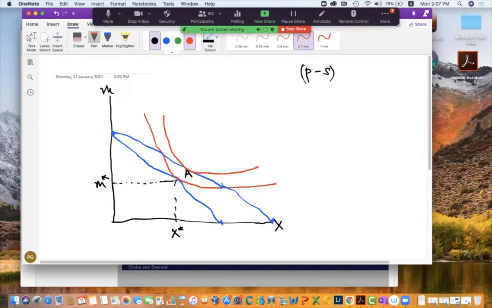Let's call that point B. Originally, the household was at utility level 1. Now they're on the higher utility level 2. Now, the question is, what if the government converts this subsidy into something like a DBT, a direct benefit transfer?